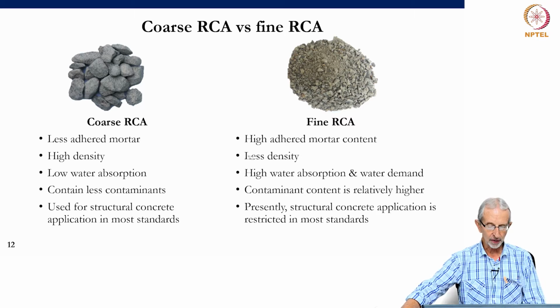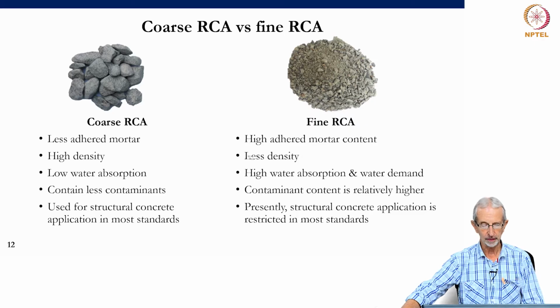In coarse RCA, we have less adhered mortar. In fine, higher adhered mortar content. Coarse RCA, high density. Fine, lower density. Coarse RCA, we have a lower water consumption and a higher water consumption and water demand in terms of the fine material. The coarse RCA tends to contain less contaminants, and usually they're not a problem, whereas in the fine, we could have contaminant content, which may be a problem.